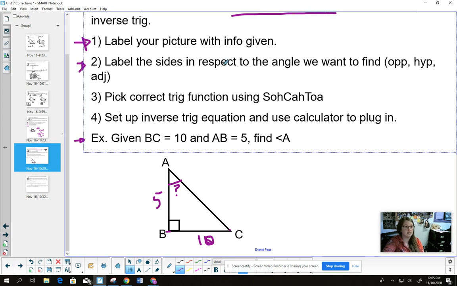Then we're going to label our sides in respect to the angle we want. So if I want this angle, I'm going to label them. So again, I'm going to do all 3, and then I'm going to erase the one I don't have so I don't get confused.